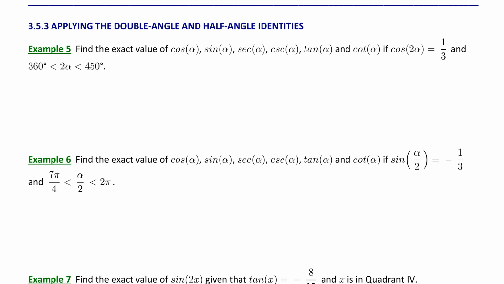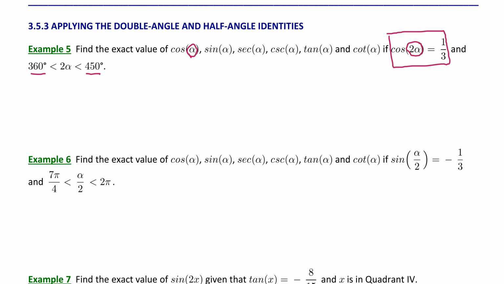Find the exact value of all 6 trigonometric functions evaluated at alpha if cosine of 2 alpha equals 1/3 and 2 alpha is between 360 degrees and 450 degrees. Do notice that we're evaluating the 6 trig functions at alpha, but we are given cosine of 2 alpha.